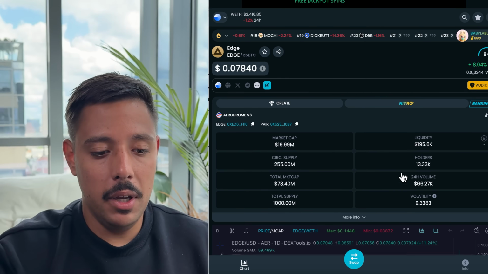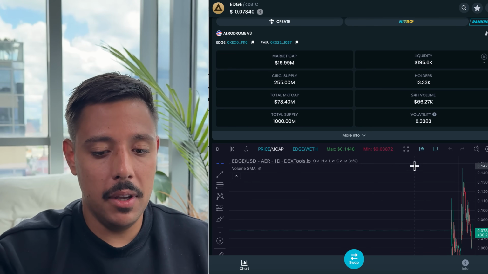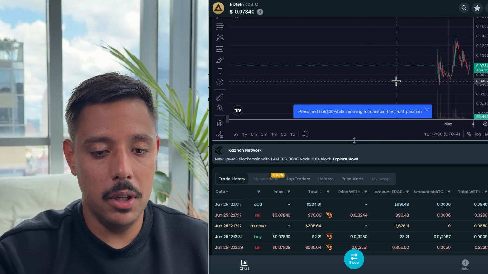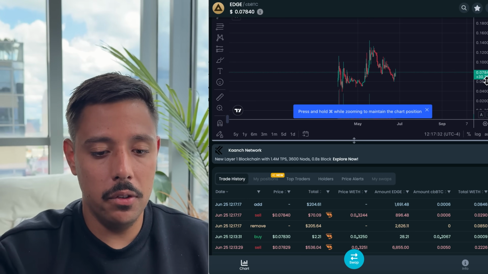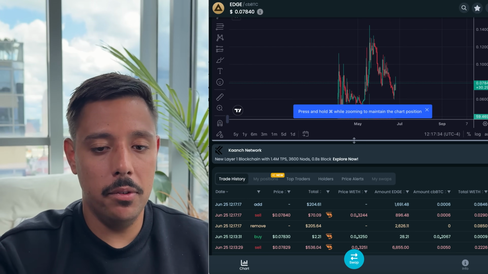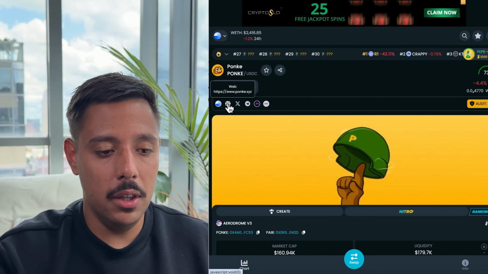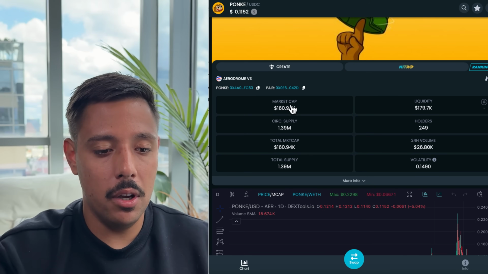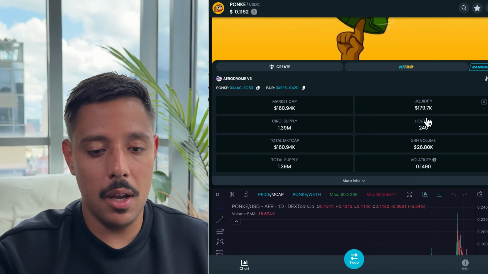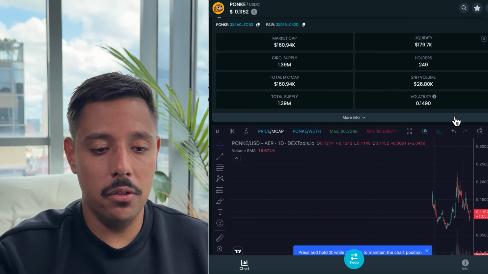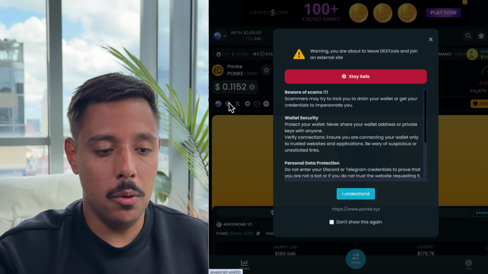So right here, we have 195K liquidity. Okay, the price chart looks kind of normal. Yes, this looks more normal than anything. As you can see, it's going up. Let's see if they have a website real quick. They don't. Wow, we're just going to look for websites. Okay, this one clearly has a website. 160K market cap, 179K. Okay, this looks normal. All right, here we go. We go to the website.